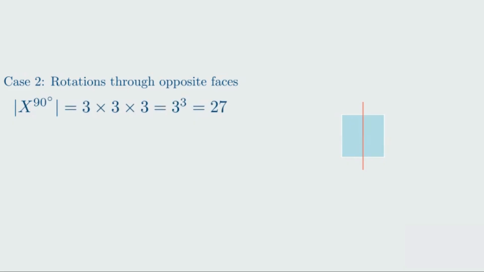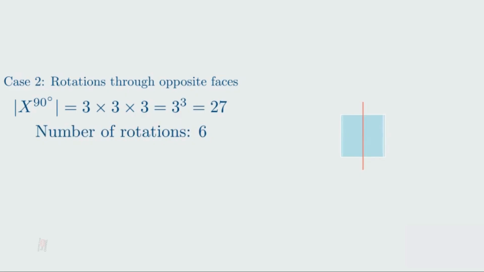If we're using 3 colors, the number of colorings fixed by a 90-degree rotation is 3 times 3 times 3, or 27. There are 6 such 90-degree rotations, 2 for each of the 3 axes. They are 90 degrees clockwise and 90 degrees counterclockwise. We have 6 rotations of 90 degrees.